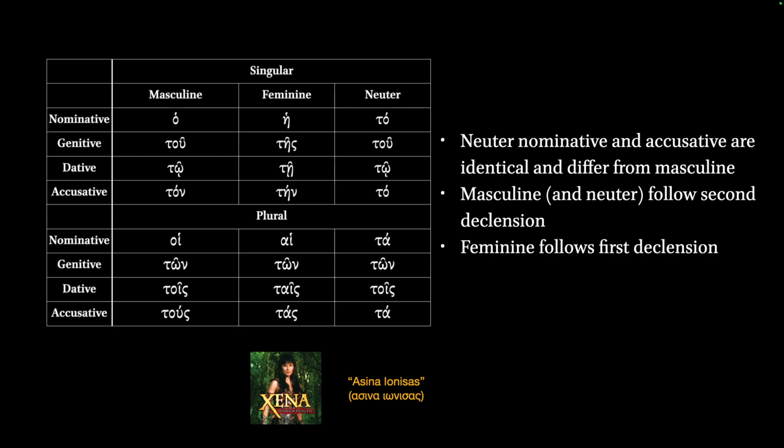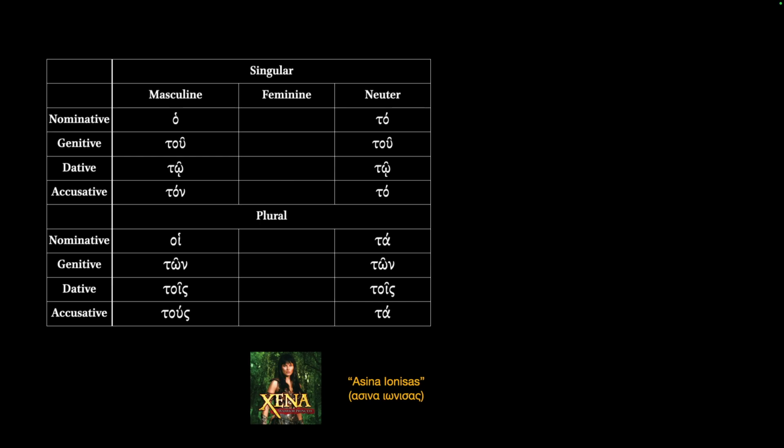And our next observation to make here is that the feminine is going to follow the first declension. Asina Ionessos is going to be maybe somewhat helpful for us with respect to these forms here of the feminine definite article. So what I'm going to do is leave asina up onto the screen, but I'm going to take away these forms and ask you to fill in or to write down, again, I suggest from top to bottom, the different forms of the feminine definite article.